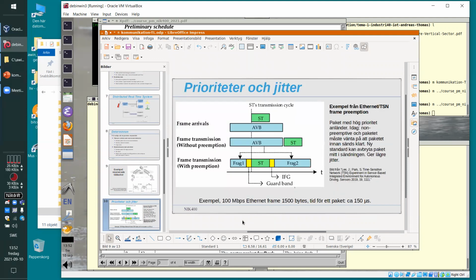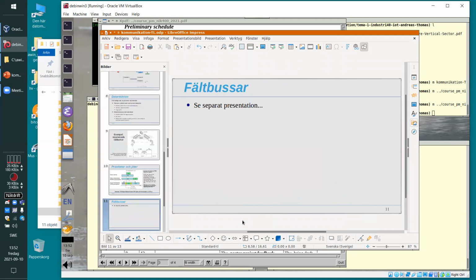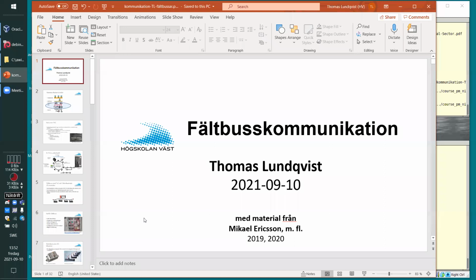So next here, I was planning to take a look at field buses, and that's a bit of a historical view. There are a lot of traditional buses that are used in industry, and many of them are actually really old as well.